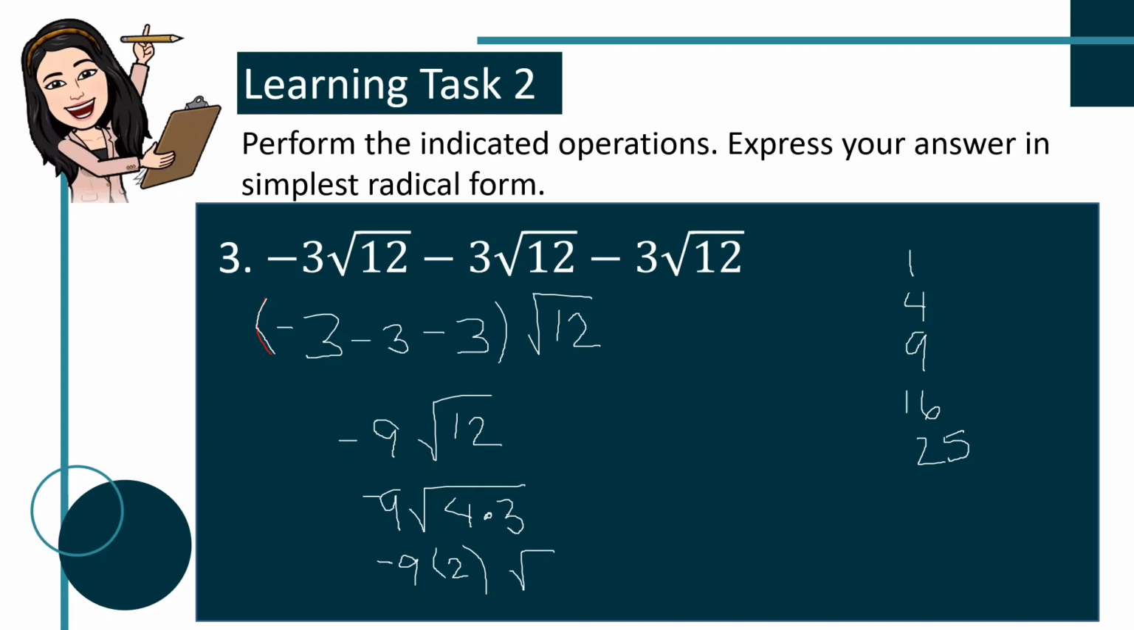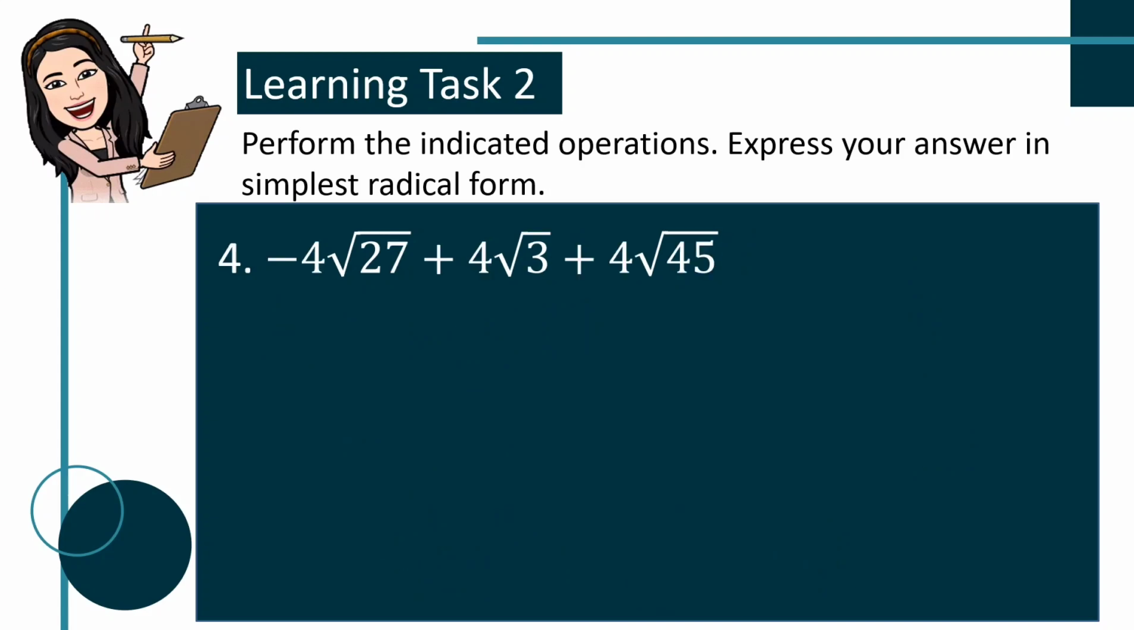So, what is left inside is only the square root of 3. Why did the square root of 4 disappear? Because that is already the 2. So that would be equal to, let's simplify. Negative 9 times 2, we have negative 18. Very good. Negative 18, then copy square root of 3. So, this is our final answer: negative 18 square root of 3.